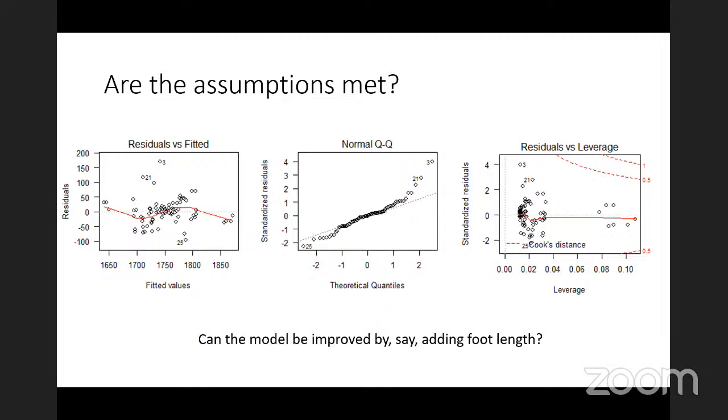We may try to do the analysis after removing the outliers, or may try another thing. We may try to improve the model by, say, adding foot length. So, can the model be improved by adding another variable? What to do in this case? What is the procedure used? What we use in this case is something known as a multiple linear regression.